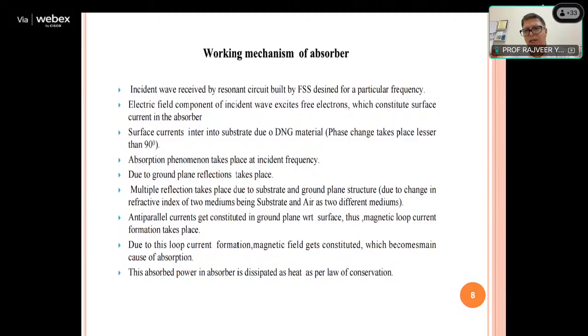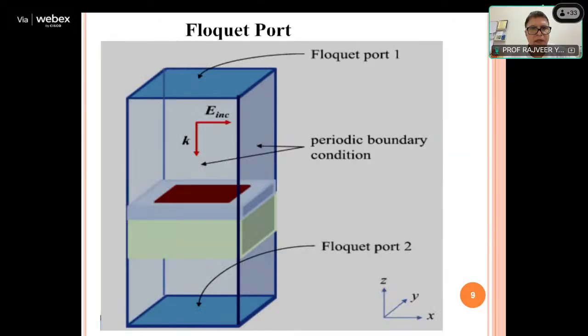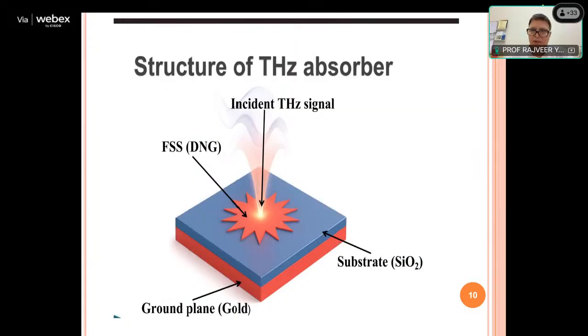I think I have already explained the working of absorber. I'll not repeat this. Those who are working in designing ENG, DNG must be knowing about this, how to create Floquet port, select boundary conditions and excite modes. This is a basic structure each one has to understand. This is a Floquet port structure basically.